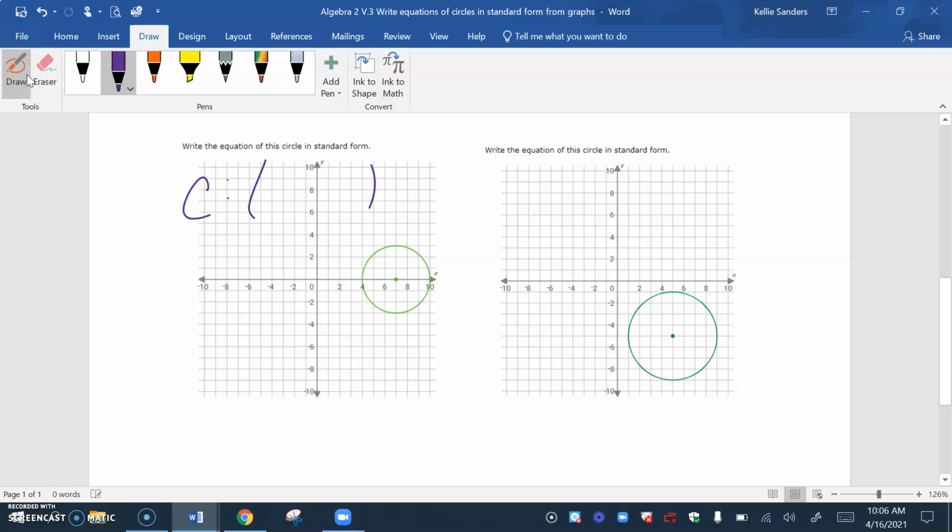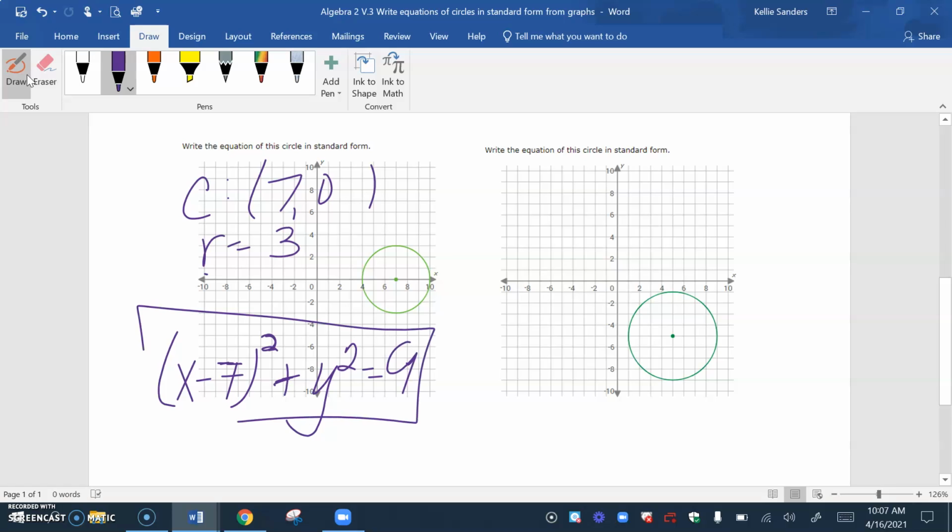The center is at (7, 0). The radius is 3. So this time the x is going to have the opposite of 7, which is negative 7 squared. The y is at 0, so we're not going to have parentheses with it. And then we're going to square the 3 and get 9.